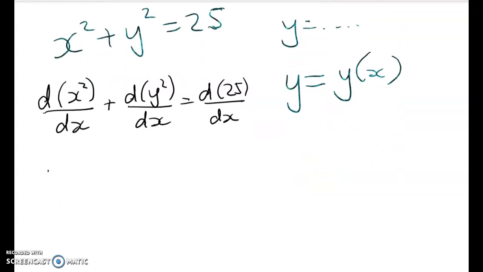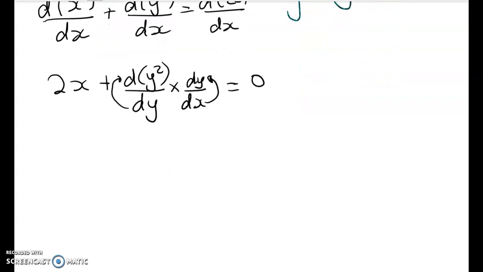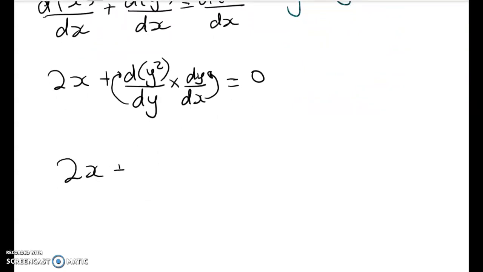So here we're going to get 2x plus... well, we can't differentiate y squared with respect to x. We have to differentiate it with respect to y. But then we chain rule it by saying that we know that the x affects the y like this, and we know exactly how a change in y affects y squared. And so that equals 0. What does that give me? Well, I get 2x plus 2y dy by dx equals 0.